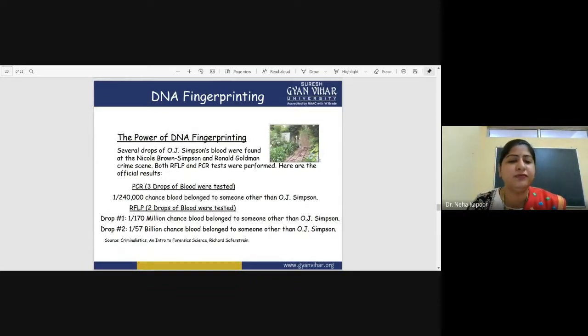You can observe the same thing in another case, the Nicole Brown Simpson and Ronald Goldman crime scene, in which both RFLP and PCR techniques were used. When they performed PCR on 3 drops of blood, it was found that this blood was basically Simpson's. But when 2 drops were tested, drop 1 and drop 2 showed completely different results, belonging to someone other than OJ Simpson.